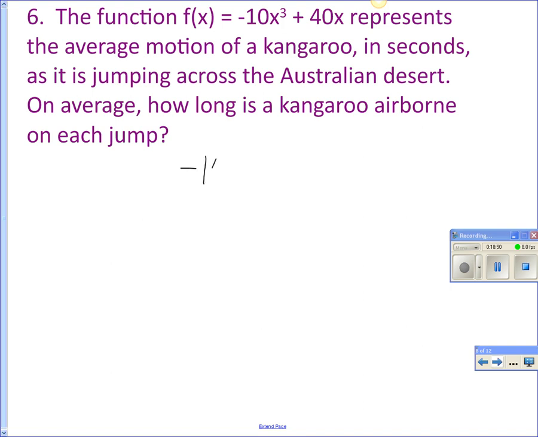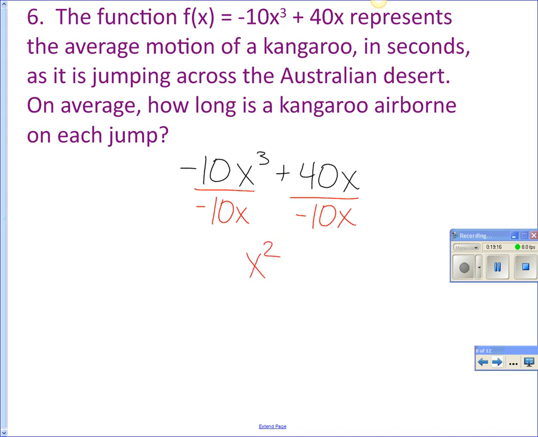All right, we got negative 10x cubed plus 40x. Stephen A., what are we going to do first on this one? Good, which is what? There you go. Negative 10x. LeVar, what do you get when you divide by negative 10x? Positive divided by negative? Negative 4. Ooh la la! What do we have here? Yes, very good. Difference of squares.